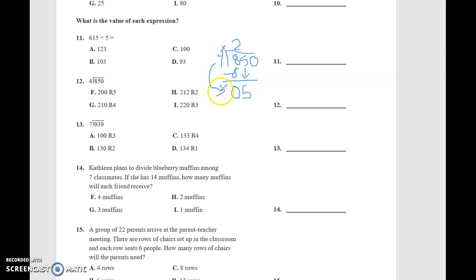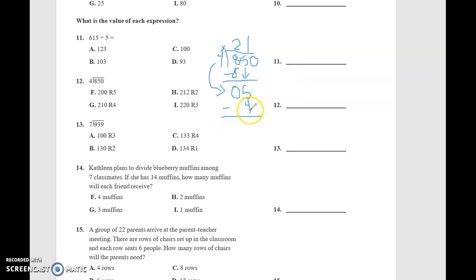I had to see how many times can 4 go into 5. So how many times can 4 go into 5? Let's think of our multiples of 4. 0. 1. 1 time, because 4 times 1 is? 4. Yeah, 4 times 1 is 4. So I can still divide 1 time. So I'm going to put my 4.